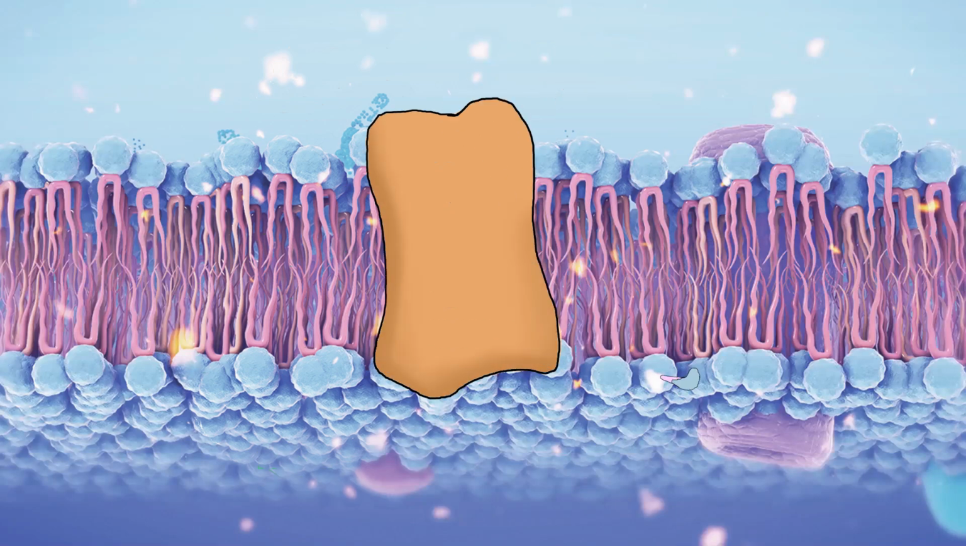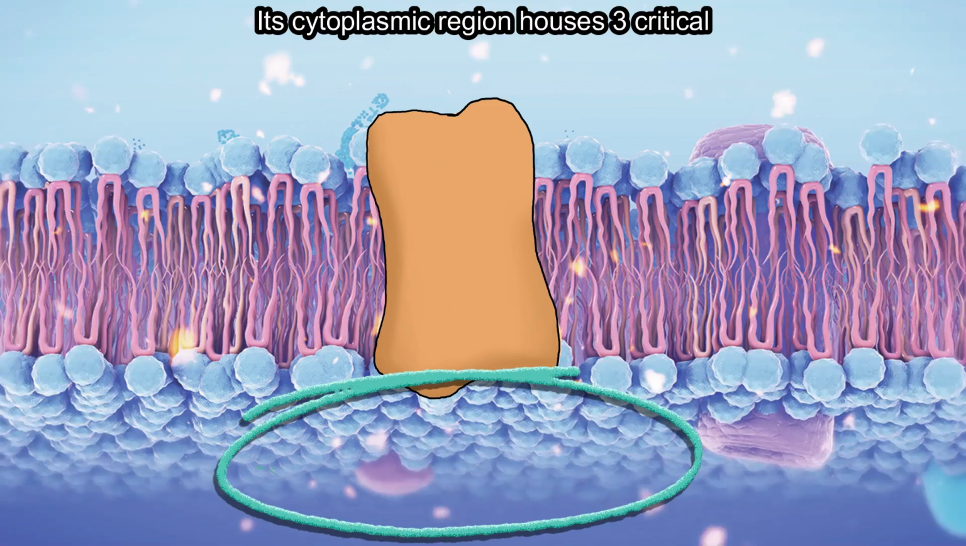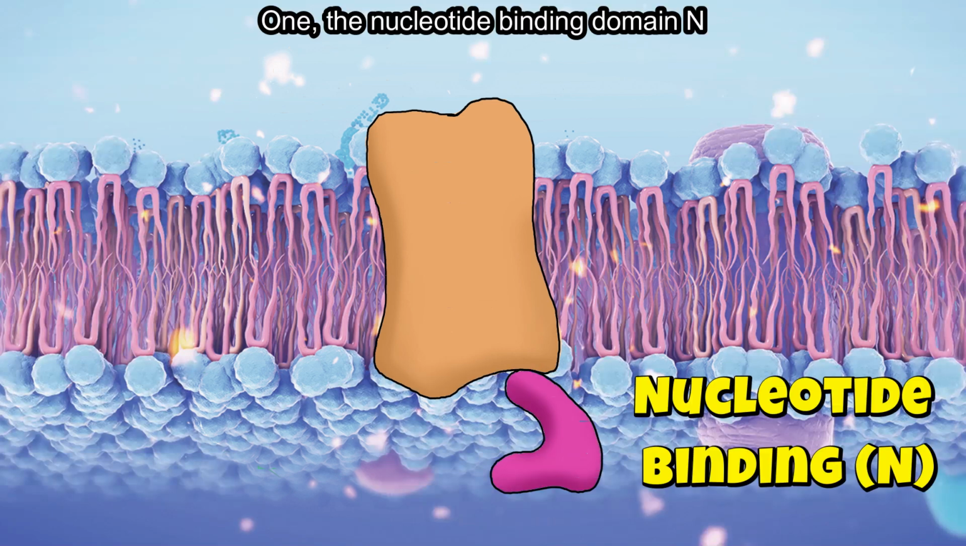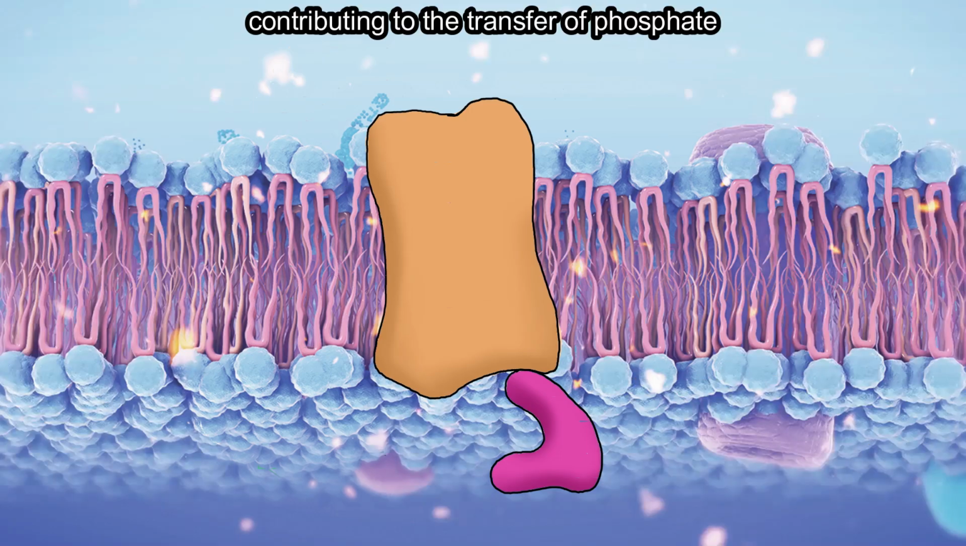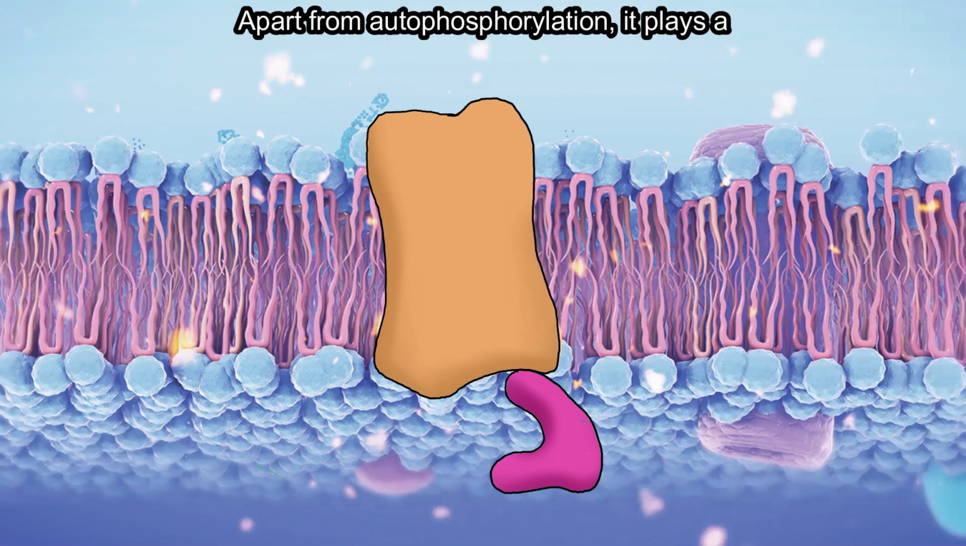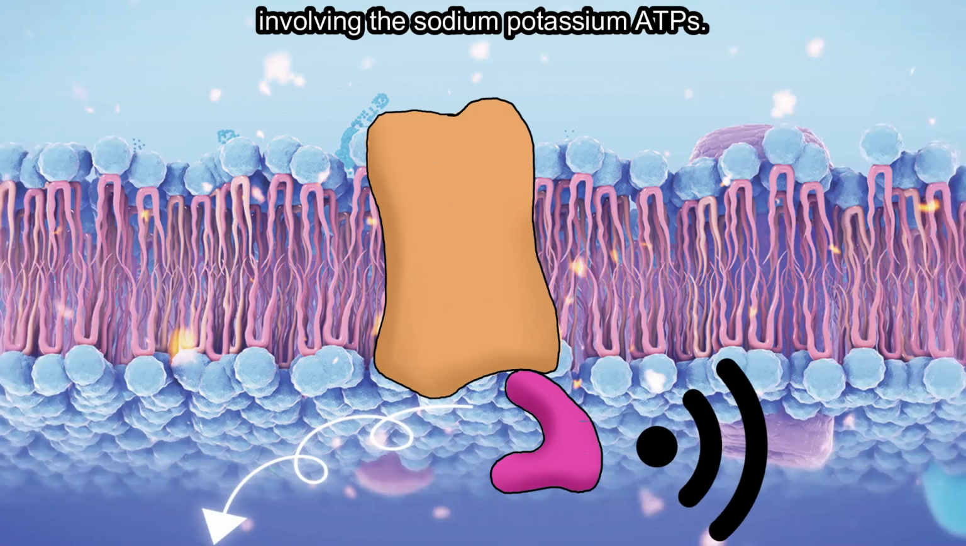of the action happens. The alpha subunit has a transmembrane domain that spans the membrane 10 times. Its cytoplasmic region houses three critical functional domains. One, the nucleotide binding domain, N domain, which exhibits kinase activity, contributing to the transfer of phosphate group from the ATP that binds to it. Apart from autophosphorylation, it plays a role in broader signaling pathways involving the sodium-potassium ATPase.